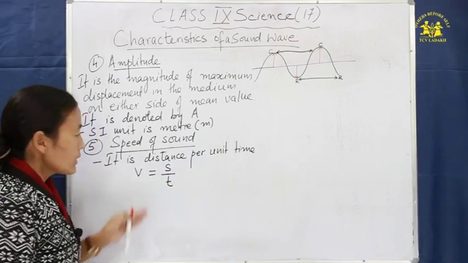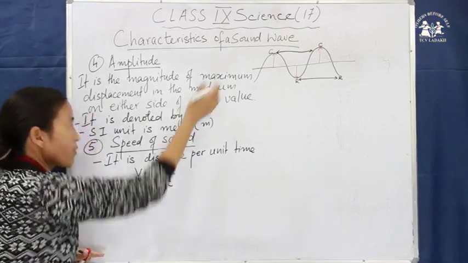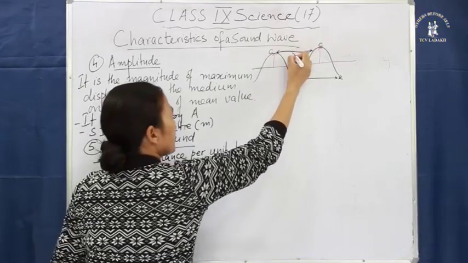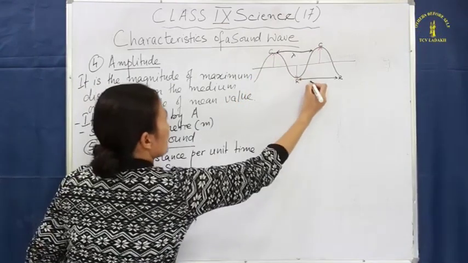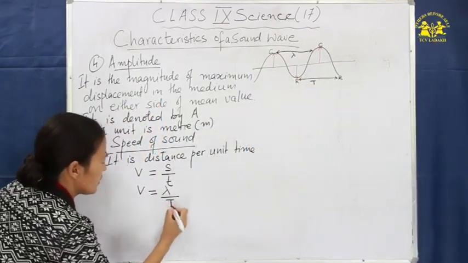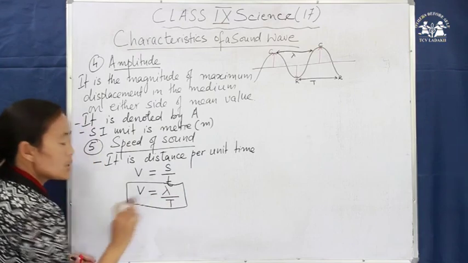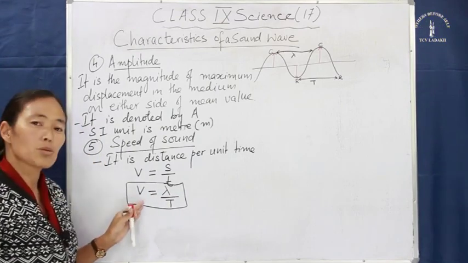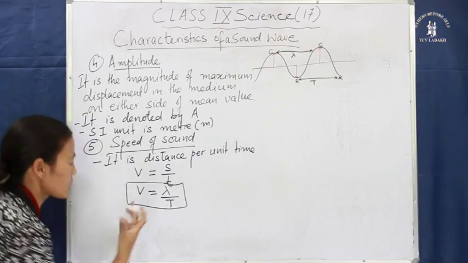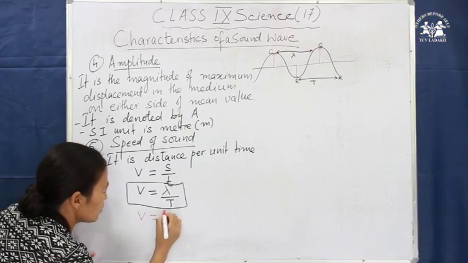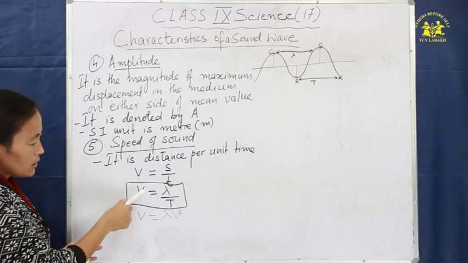Now for a sound wave, the distance is the wavelength, which is lambda, and the time is the time period, capital T. So speed is equal to lambda divided by T. That is the formula. V is equal to lambda divided by T, the wavelength over the time period.